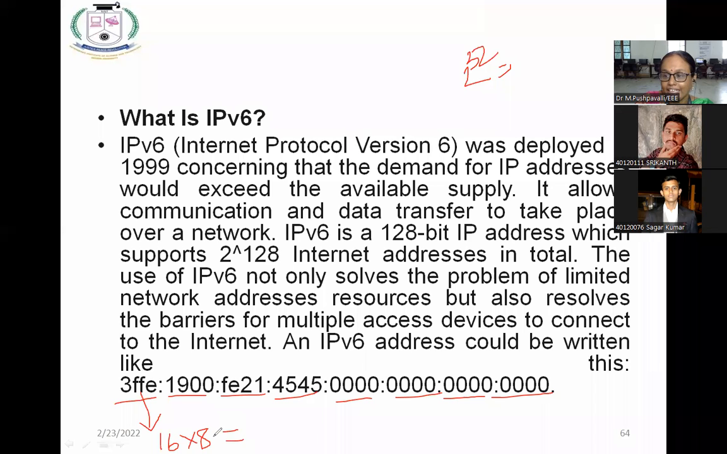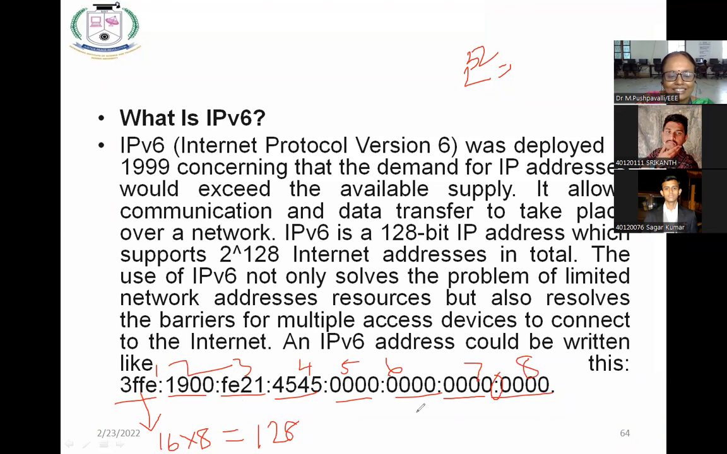16 into 8. We all know that totally I will get 128 bits. So first column, second column, third, fourth, fifth, sixth, 7, and 8. And one more thing, an IPv4 address is separated by dot, and an IPv6 address is separated by the colon.